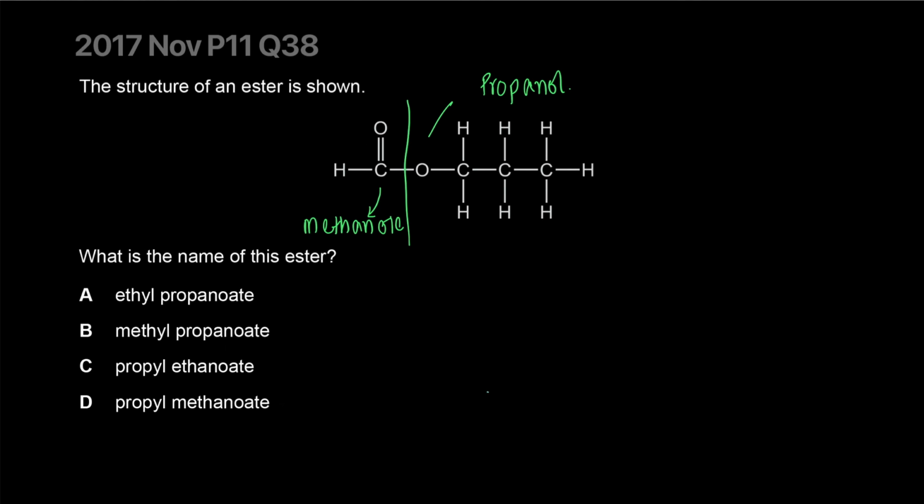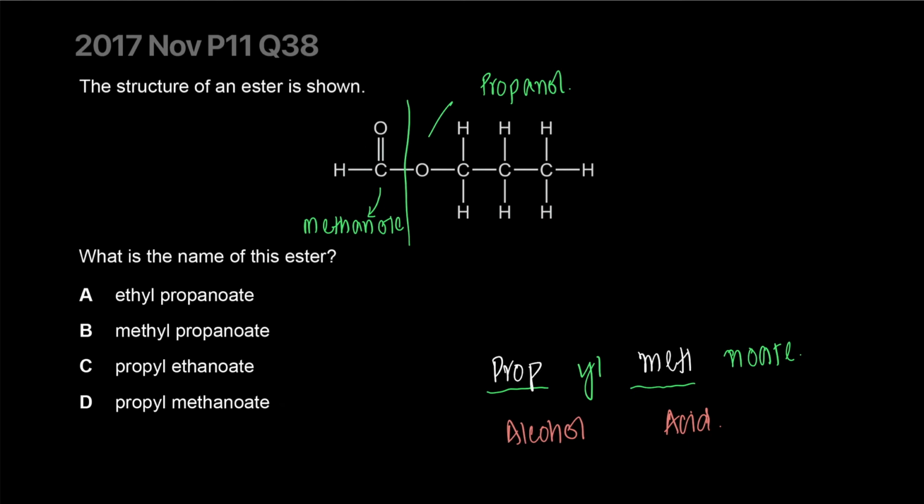So the name of an ester is something yl, something noate, right? Something yl, something noate. That's how esters are named. The yl comes from the alcohol. The noate comes from the acid, right? So this is propyl. That's the name coming from the alcohol. And methanoate. Oh my god, there's so many names, it's confusing. I suggest don't read the names before you attempt this question. Okay, what's the answer? Propyl methanoate. Answer is D.